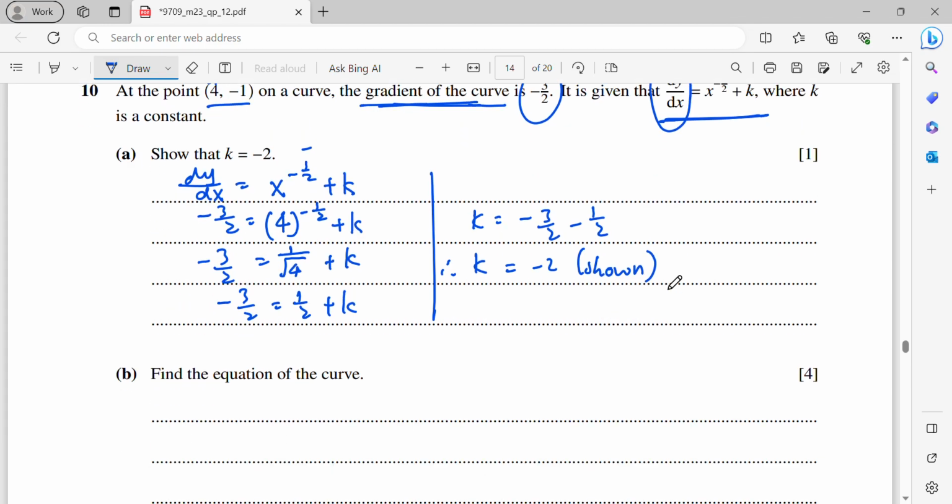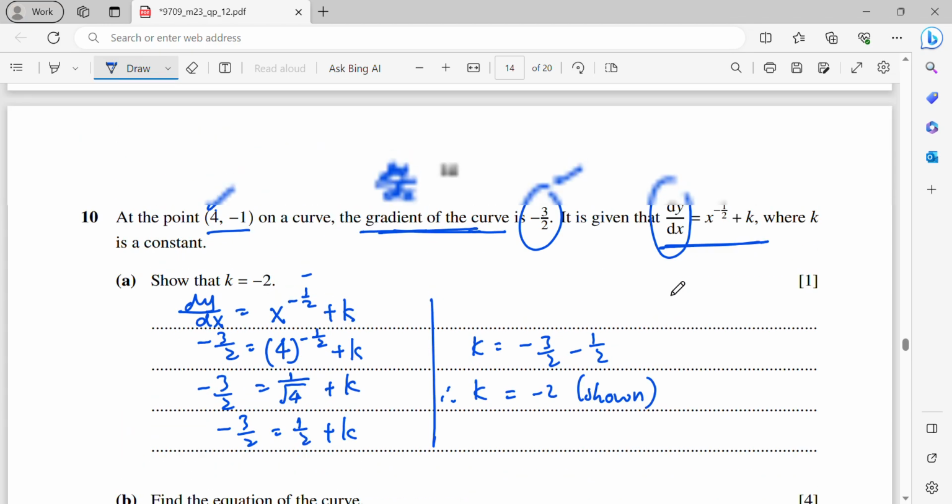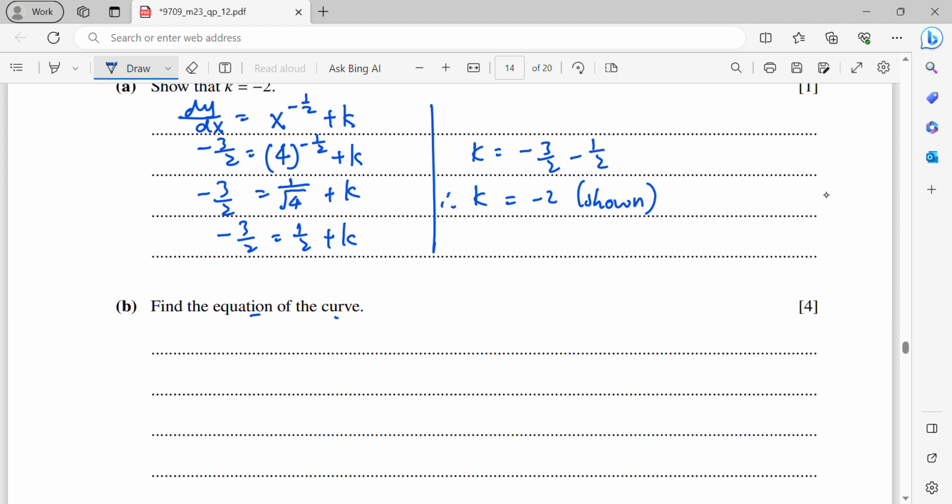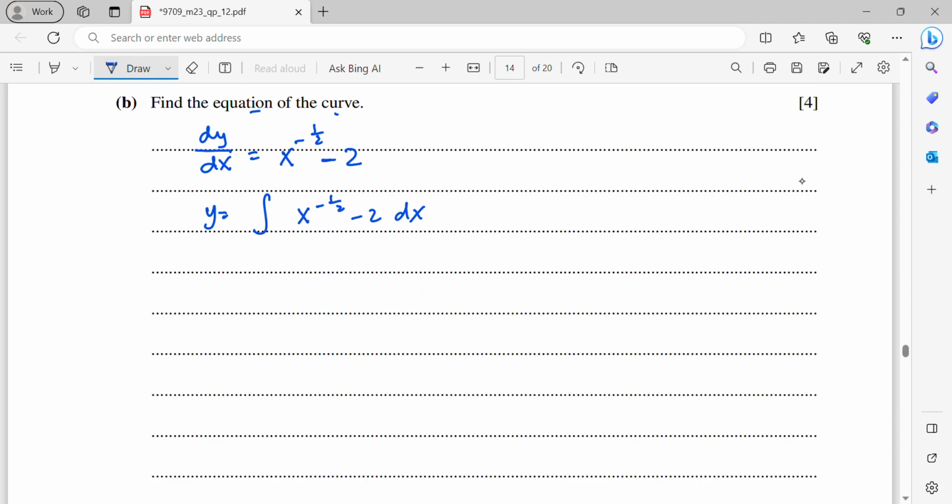Okay, now find the equation of the curve. So now I have to rewrite my dy/dx, which is x to the power of negative half plus k. Now my k is negative 2, so minus 2. Then I need to integrate. So my y is going to be the integration of x to the power of negative half, then minus 2, dx. So when we integrate x to the power n dx, we need to add 1 to the existing power, then divide by the new power. And this formula is valid when n is not minus 1.